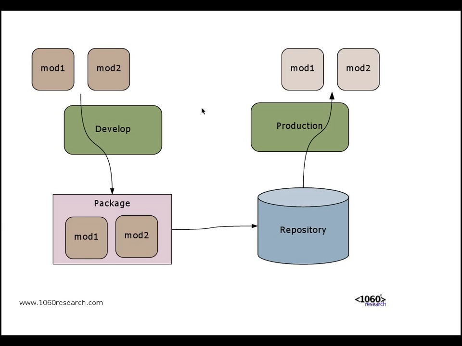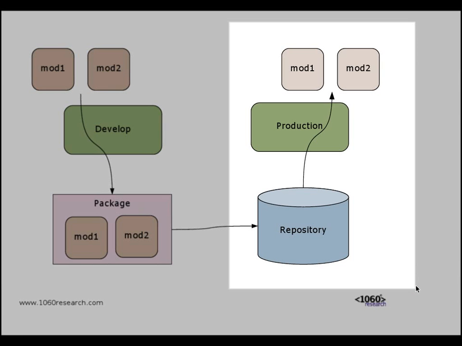In the previous section, we showed how packages can be managed and deployed into repositories. In this section, we're going to show how a production server can be connected to a repository and packages from that repository can be deployed into production with no downtime on the production server.